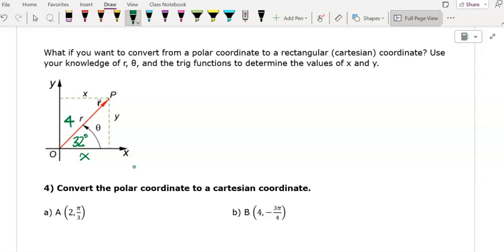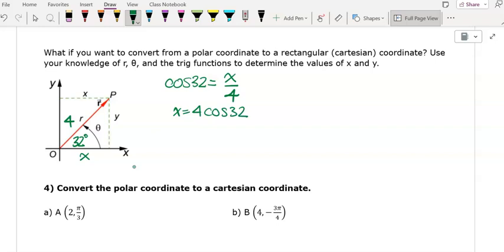If I wanted to solve for that, I'd go, well, X right here is adjacent to my 32 degrees, and I have my hypotenuse. Adjacent and hypotenuse would be cosine, right? So you'd set that up as cosine 32 is equal to adjacent over hypotenuse, so X over 4. And then to solve for X, you'd multiply 4 to both sides, and you'd say that X is equal to 4 times the cosine of 32, right?